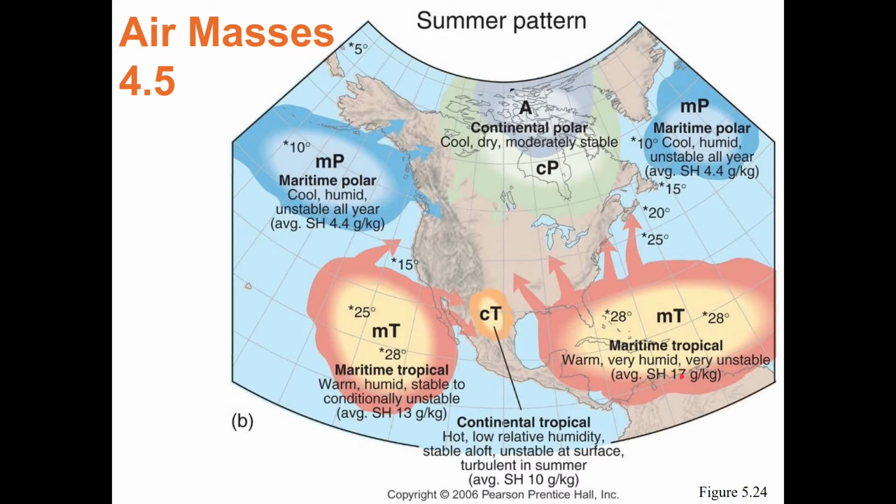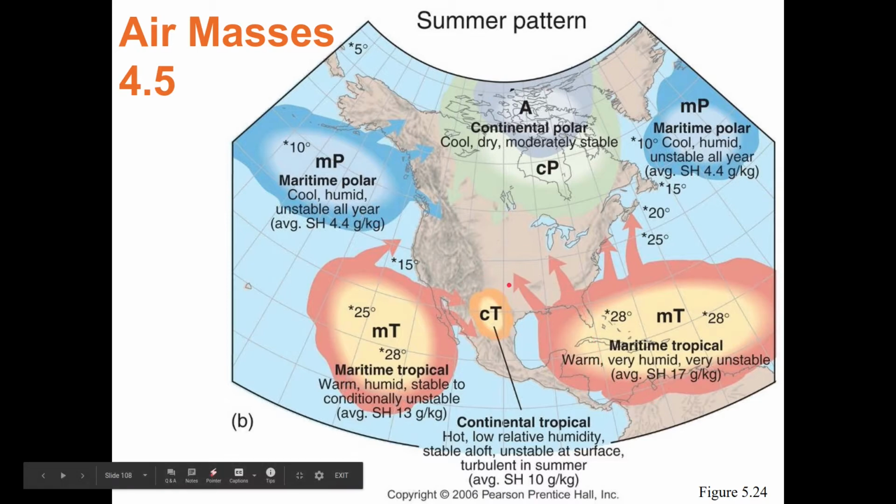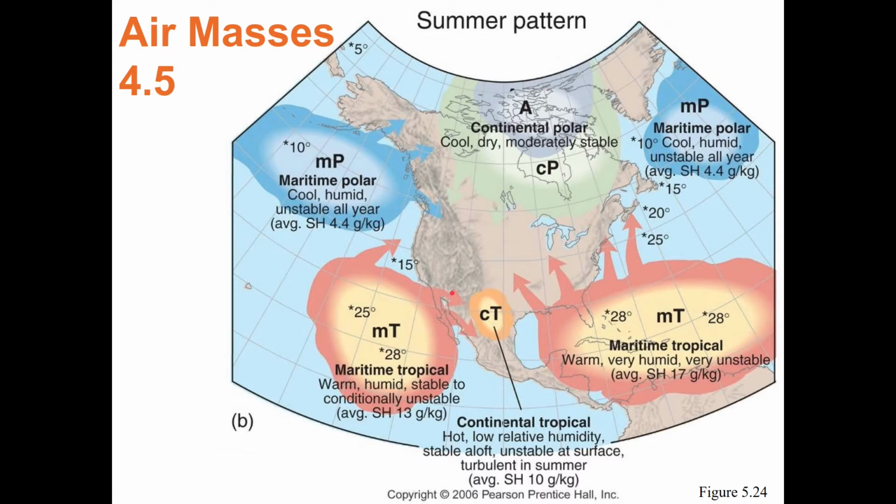And this is the summer pattern. I should also point out the continental tropical, 13 grams of water vapor. As it moves inland, the air is going to get lifted up, you're going to get rain, the air is going to get drier, so now the continental tropical air has an average specific humidity of 10 grams. Once it moves over the ocean, it's going to pick up water vapor off the ocean, and it's going to get up to 17 grams. In the winter, or rather in December, everything is going to shift south with the subsolar point.